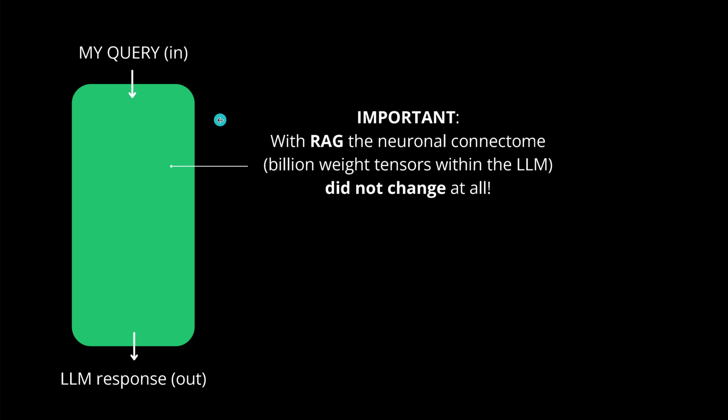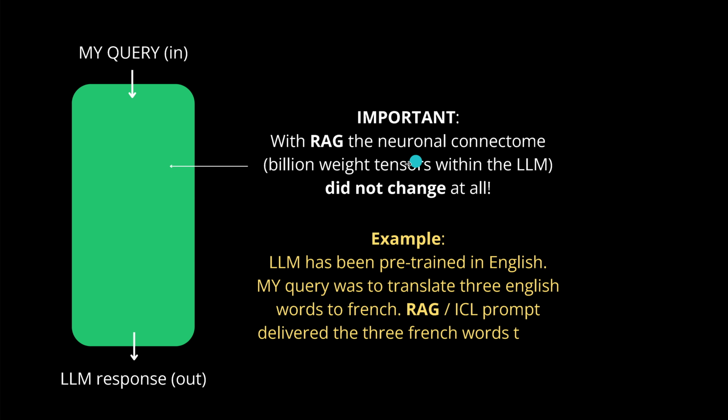So we have then a memory LLM for RAG optimization. I give you an example. Imagine that our LLM has been pre-trained on the English language. And now my query: I give you 3 English words and please translate those 3 English words to its French counterpart.